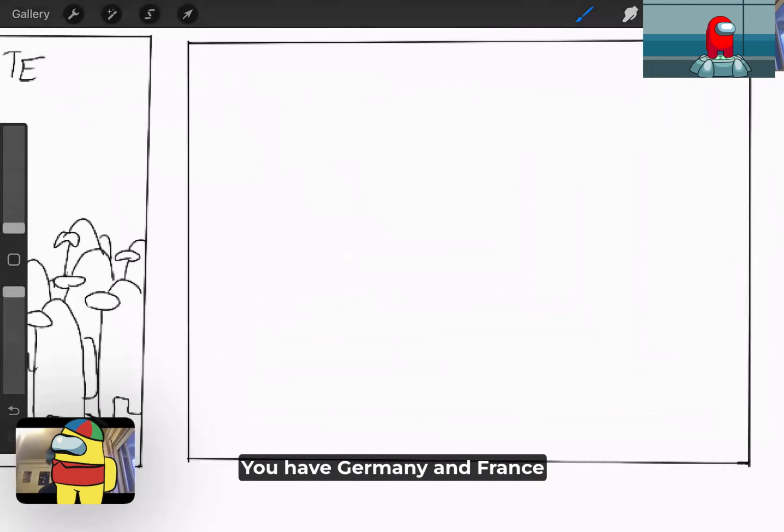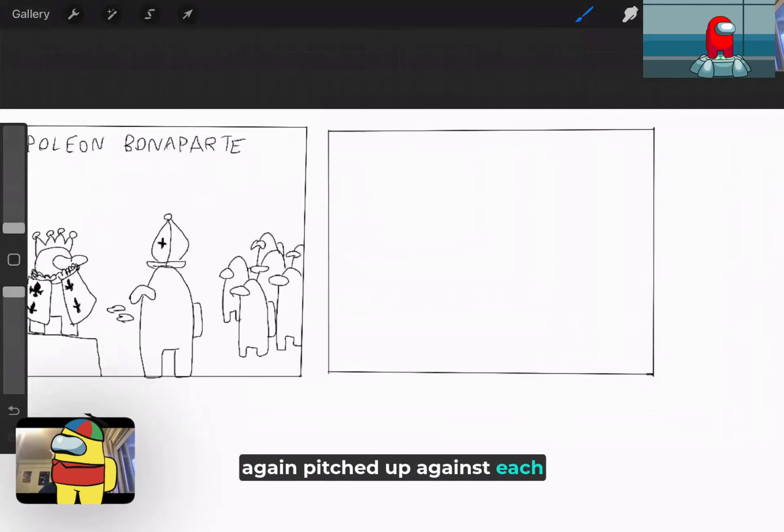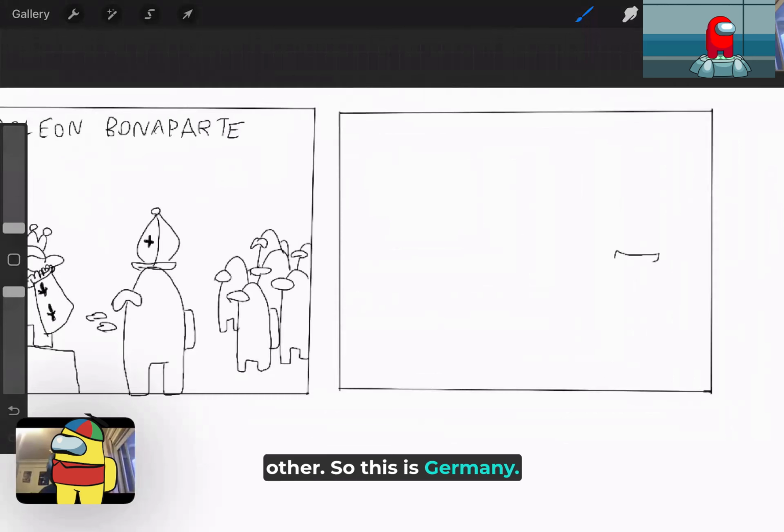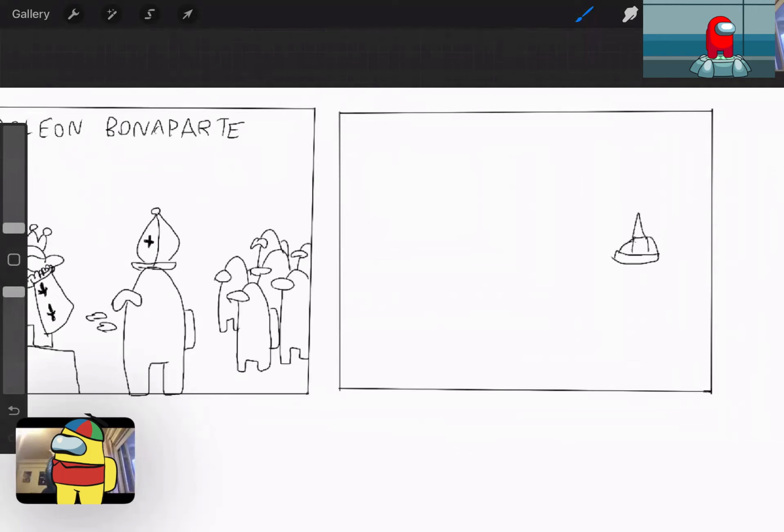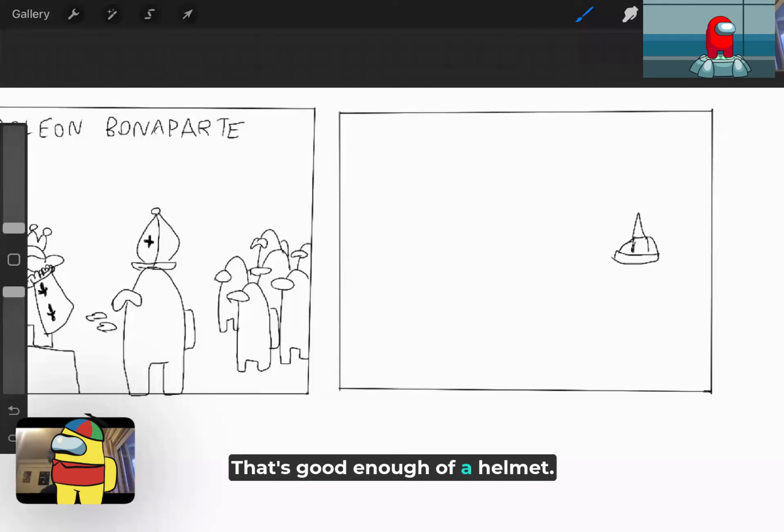You have Germany and France pitted against each other again. So this is Germany. Be careful when drawing a German helmet because they have the Pickelhaube helmet, which is basically a single spike helmet, and it's pretty iconic in history. So this is what they would look like. That's good enough of a helmet. It should be simple, it's not as complex as drawing anime, but this is a drawing lesson for kids, so yes.